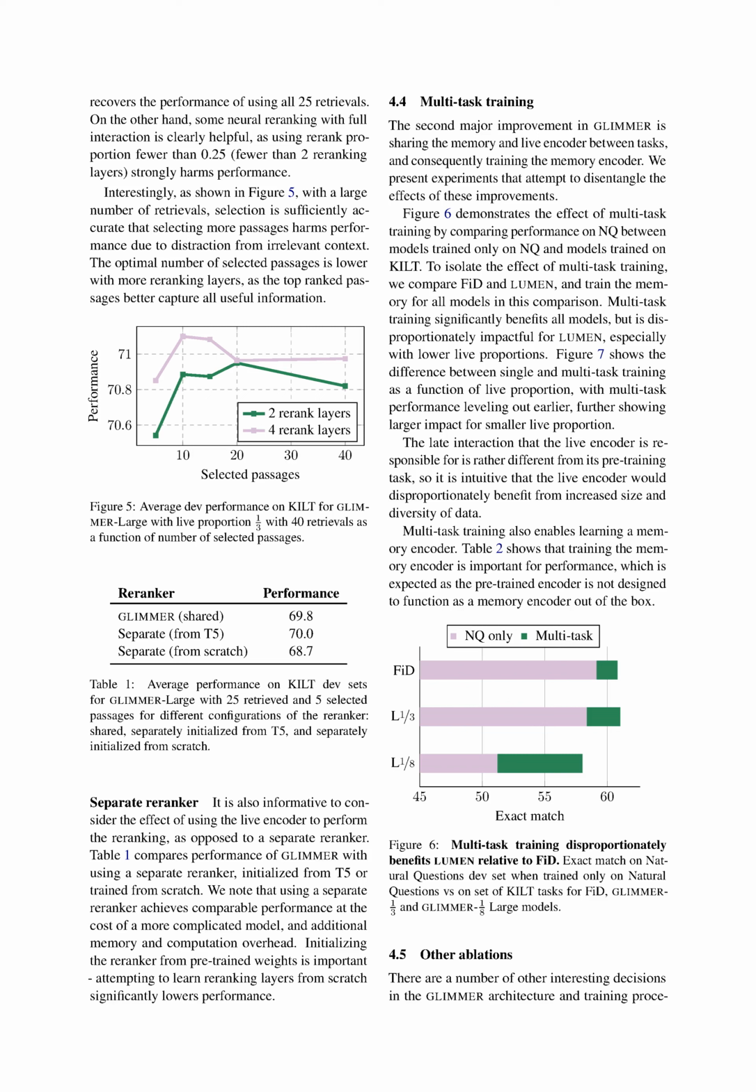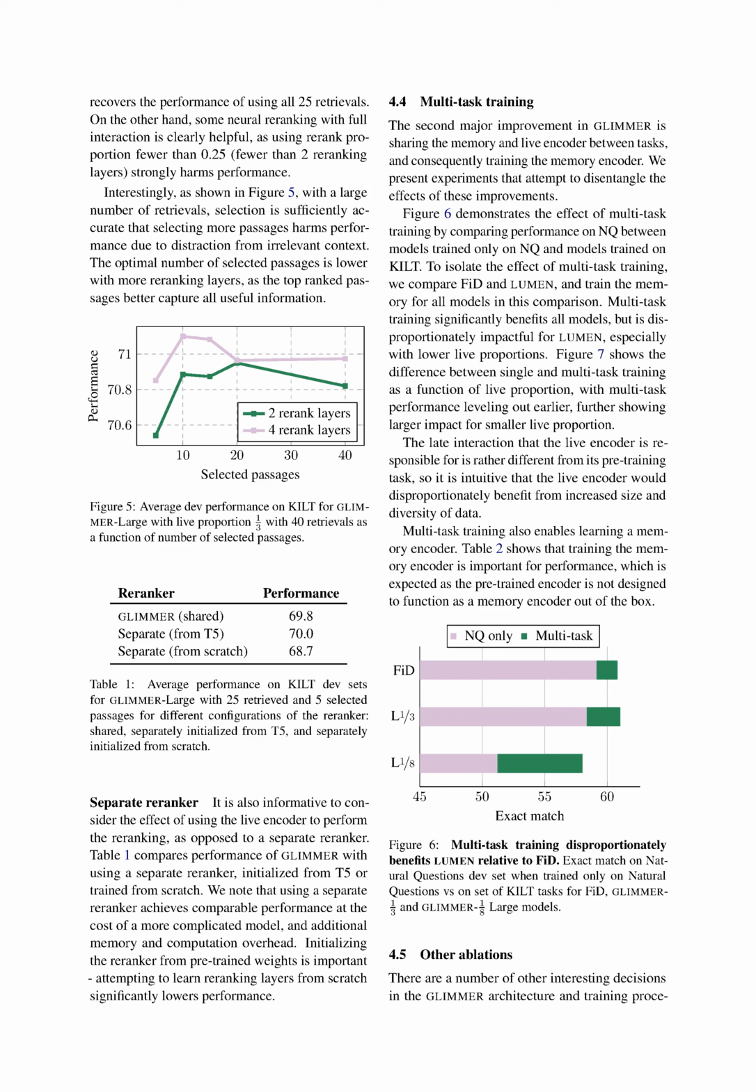The live encoder has a distinct role to play, which differs from its original pre-training task. Therefore, it makes sense that the live encoder greatly benefits from a larger and more diverse set of data. Additionally, multitask training allows for the learning of a memory encoder. We find, as demonstrated in a table, that training the memory encoder is crucial for performance. This comes as no surprise, given that the pre-trained encoder was not originally designed to function as a memory encoder.